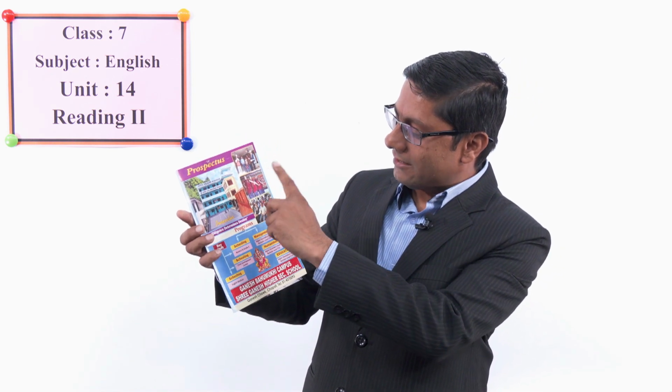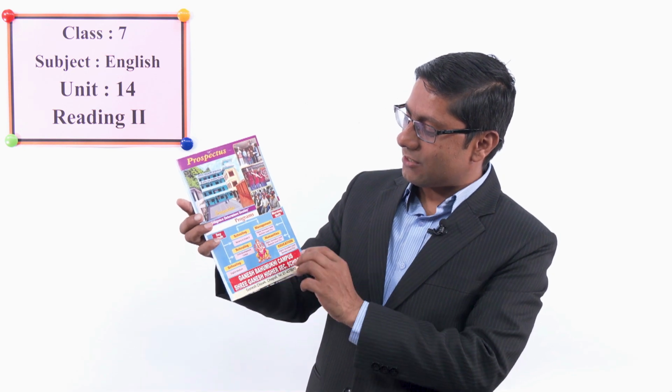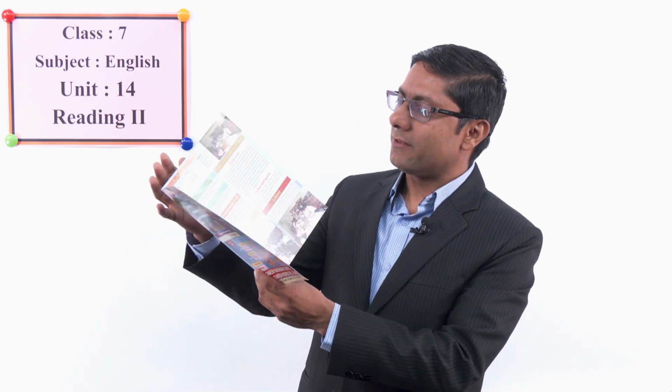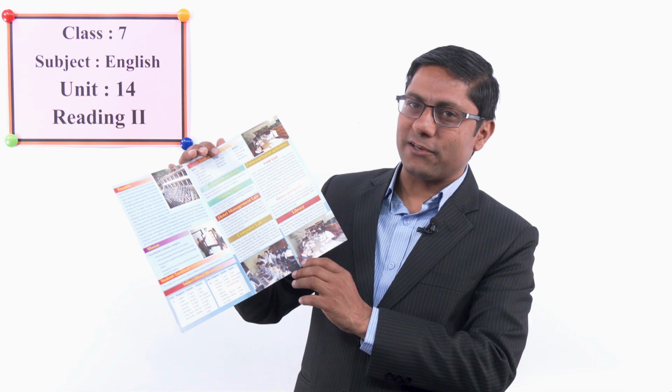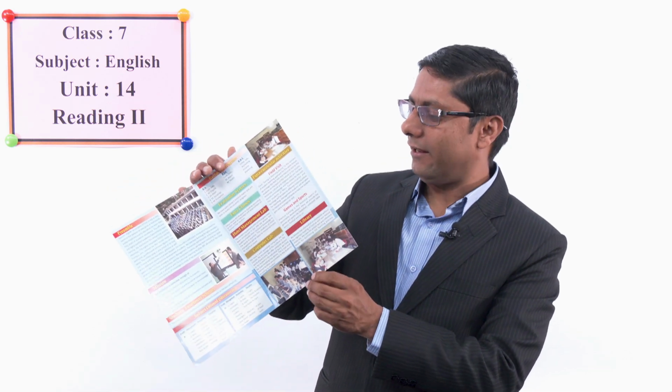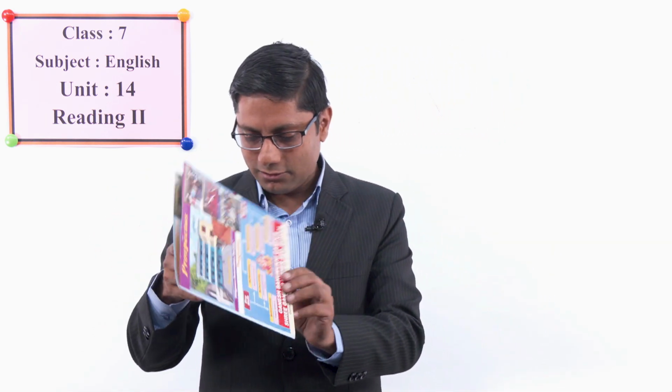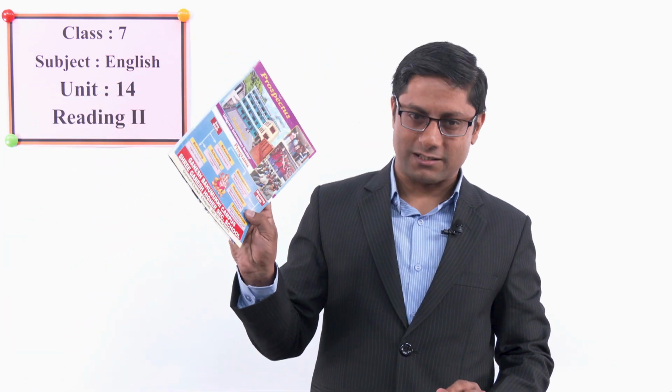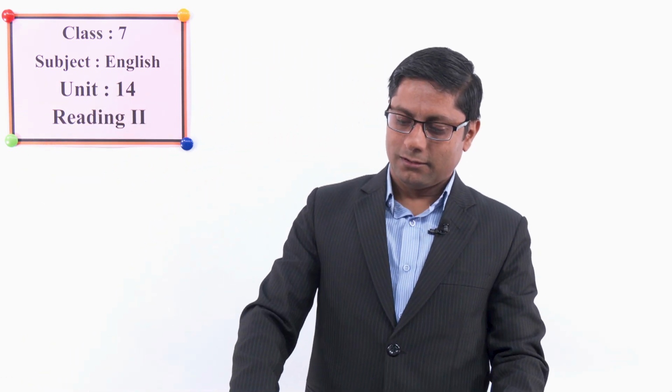There are pictures. There is some information about the school, and about the college, the campus, and inside also. There is so much information about the school and college. So, you might have seen a similar document, a similar prospectus. Have you seen? Now, please turn your book to the reading text in reading 2.